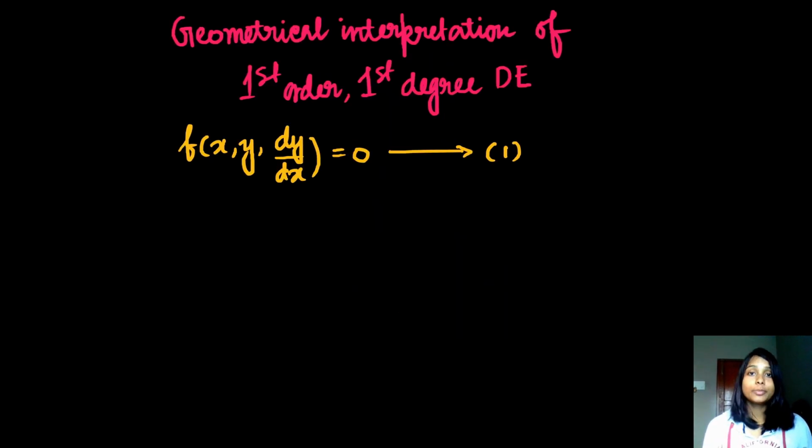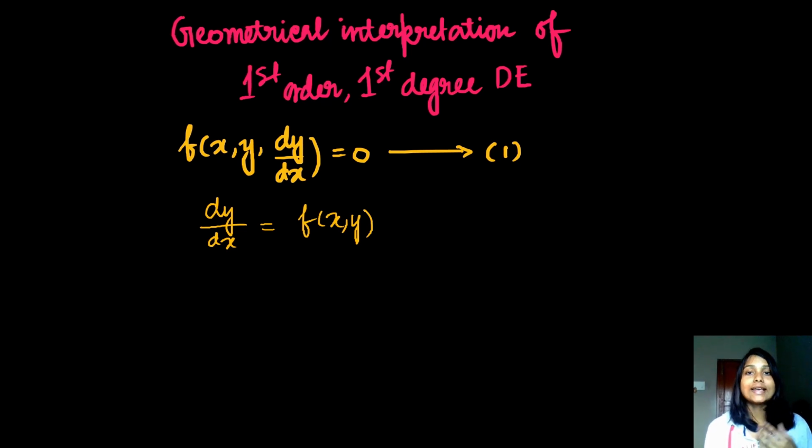Okay, next is the geometrical interpretation of a first order, first degree differential equation. Here I have written this form, although this form is not quite right, as here it is a function of dy dx. Therefore, it may have the power 2 of dy dx. However, here we are speaking about the first degree differential equation. So the general form must be in this form.